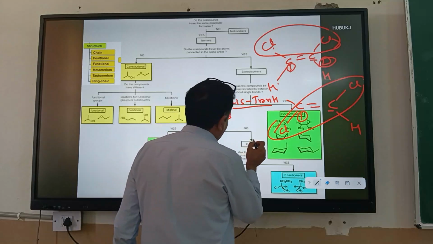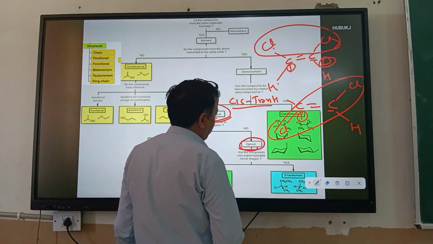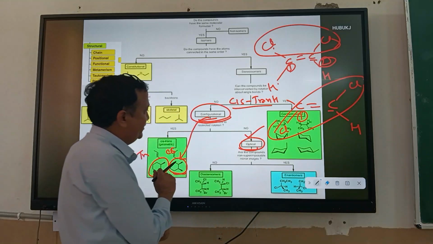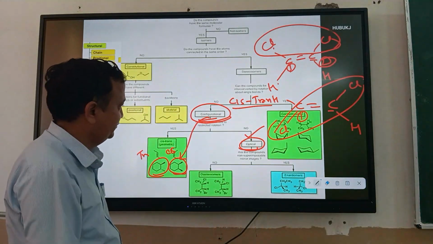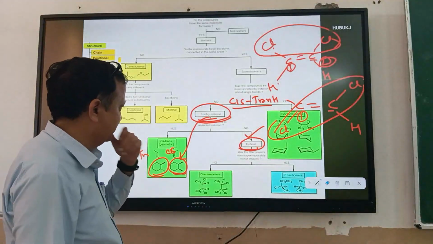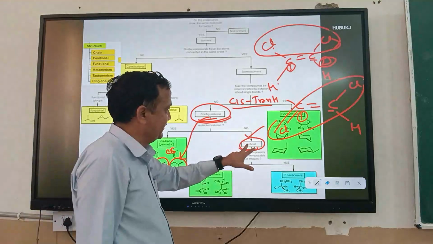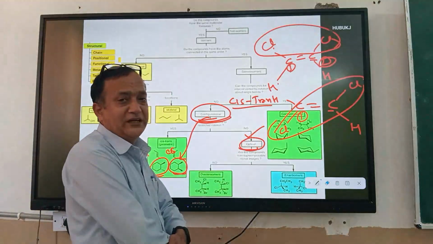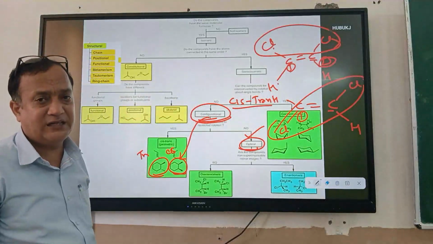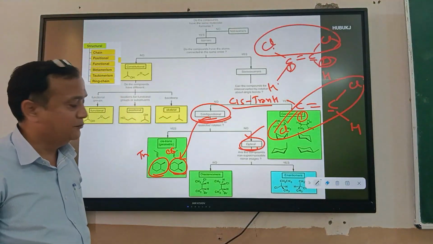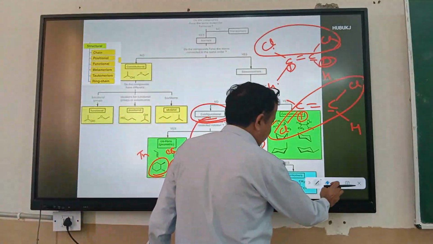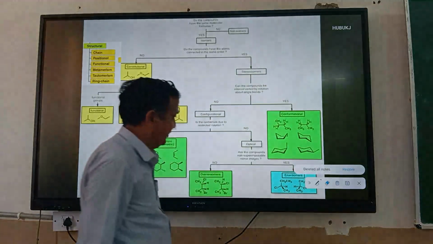If rotation is not hindered, then those are known as optical isomers. These optical isomers are important for us. In the case of optical isomers, as the name indicates, optical means related to light. These optical isomers tend to rotate the plane of plane polarized light, either towards left or towards right.